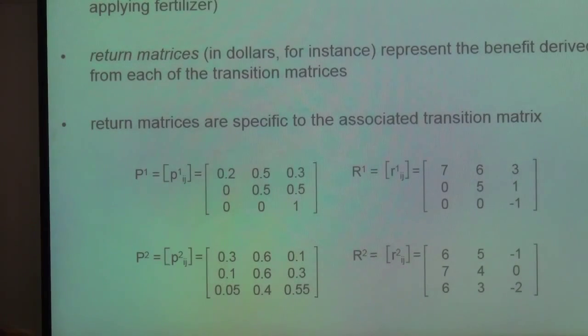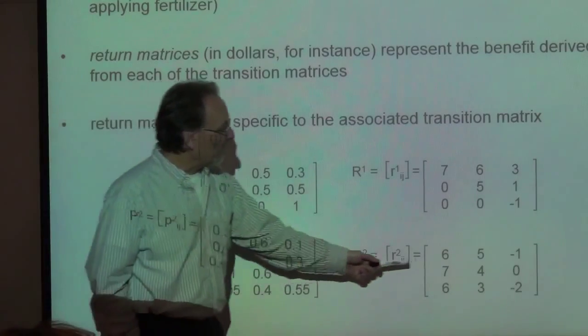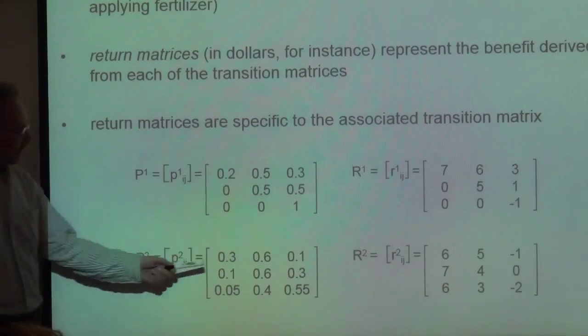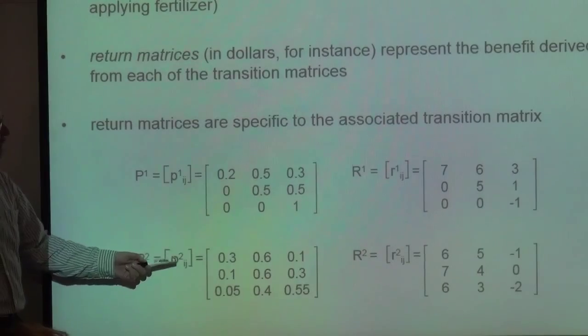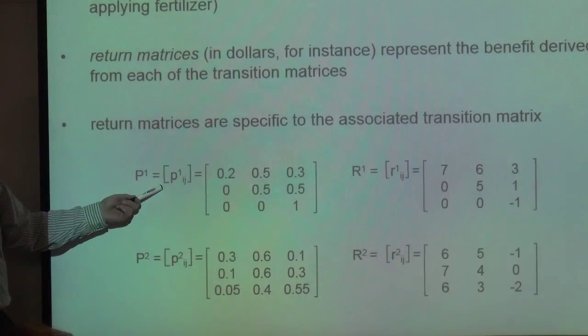If we have another transition matrix, this is a second transition matrix where it is possible to improve, and we have costs then associated with improvement. Okay? So this is the return matrix that is associated with this transition matrix, and this is the return matrix that's associated with this transition matrix.